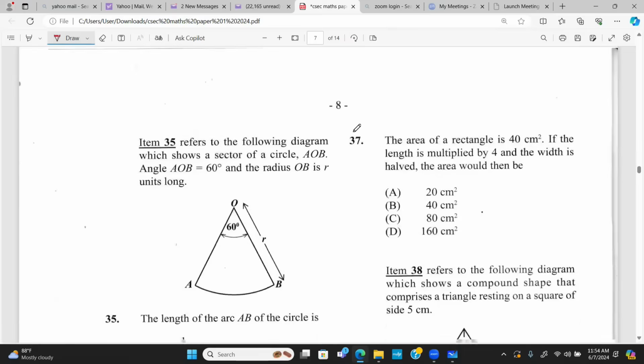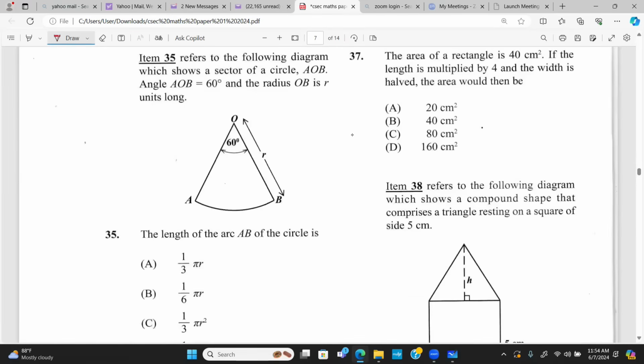That's what we're saying. Now, looking at this, this refers to the sector there. We're seeing that the angle there is 60, and the radius is R. No problem. What do they want? The length of the arc AB. So we want the length of the arc AB.